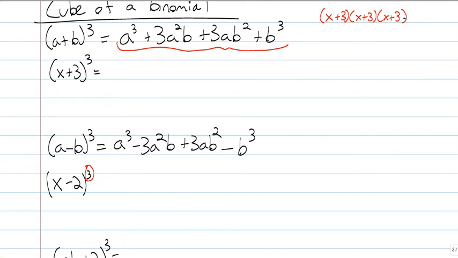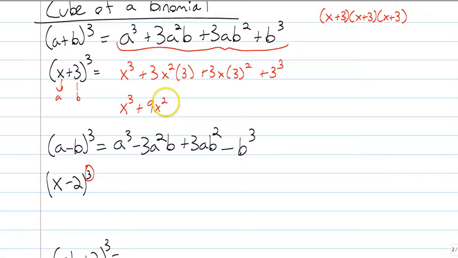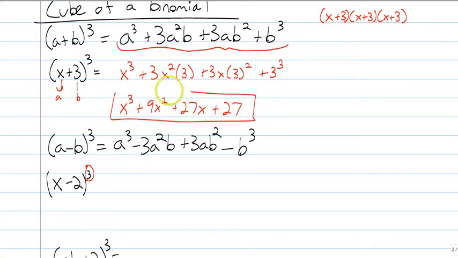But if you're okay memorizing it, this would be your a value. This would be your b value. So a cubed is x cubed plus 3x squared times b, which is 3, plus 3x times 3 squared plus 3 cubed. And what happens is the final answer is x cubed plus 9x squared plus 27x plus 27. That is what you would end up with if you did this up here.